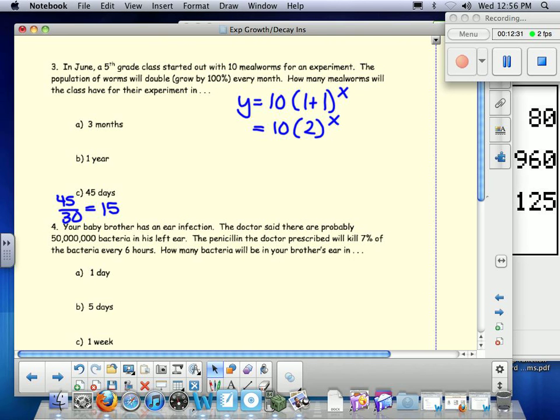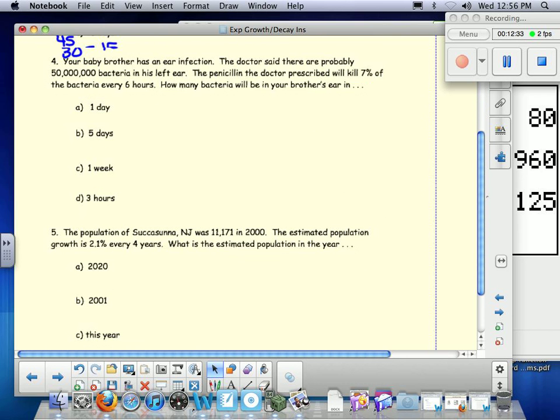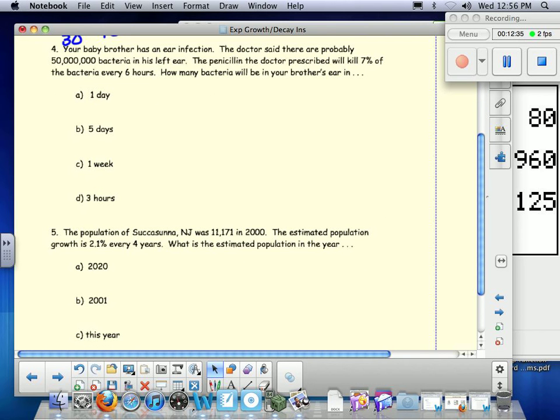Let's do number 4. Your baby brother has been diagnosed with an ear infection. The doctor says there's probably 50 million bacteria in his poor little left ear. Tiny little buggers. The penicillin the doctor prescribes is going to kill 7% of the bacteria every 6 hours. Hold on, think about that.